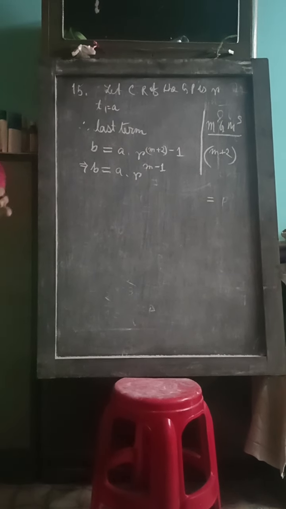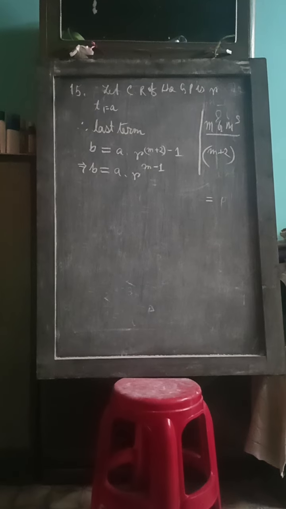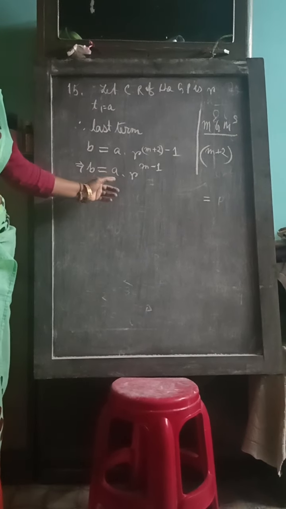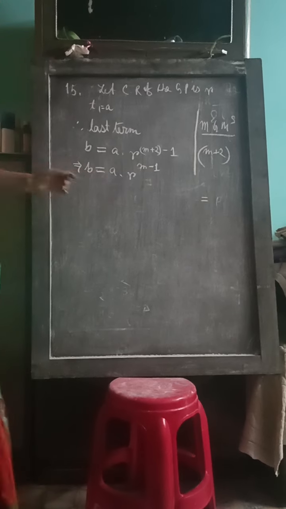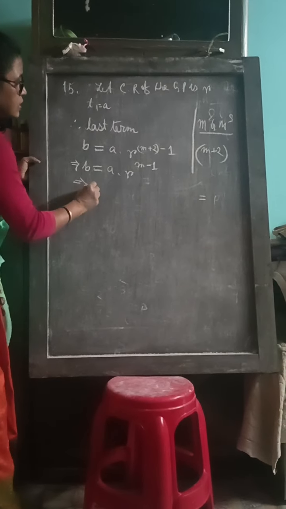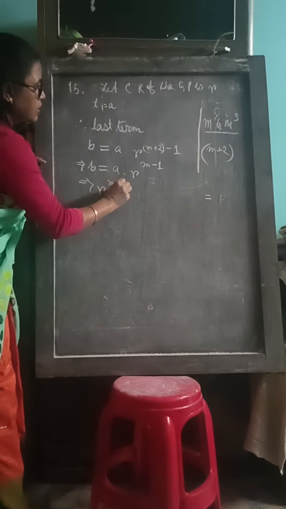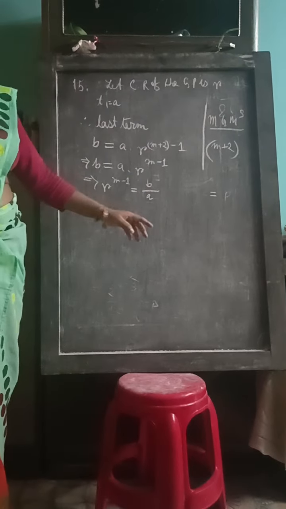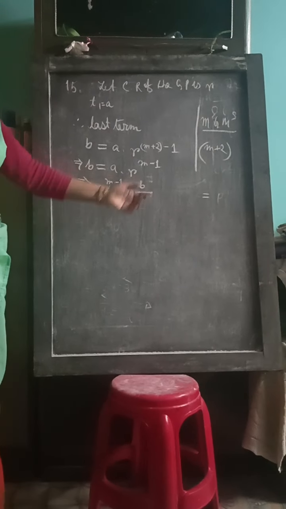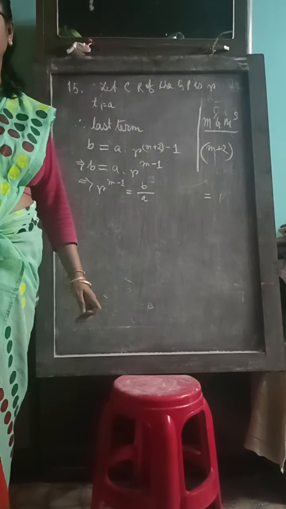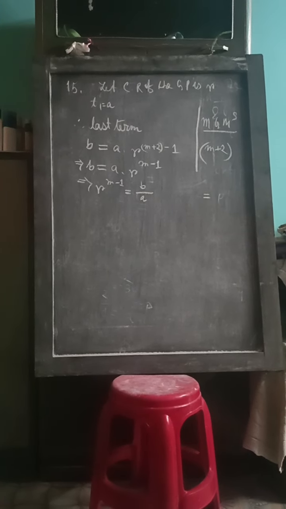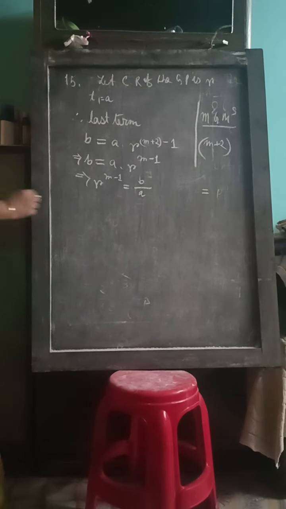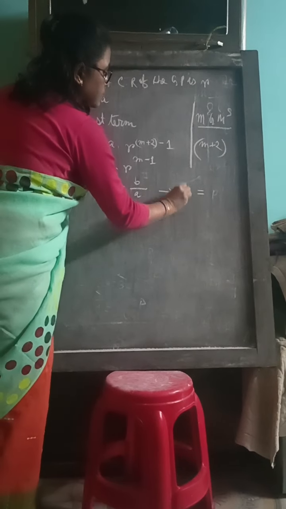In the question, what is not given? r is not given. We have to represent this only in a and b. So you must find the value of r. That implies r to the power m plus 1 is equal to b by a. In the last part, we have to substitute this. Now mark this as 1.